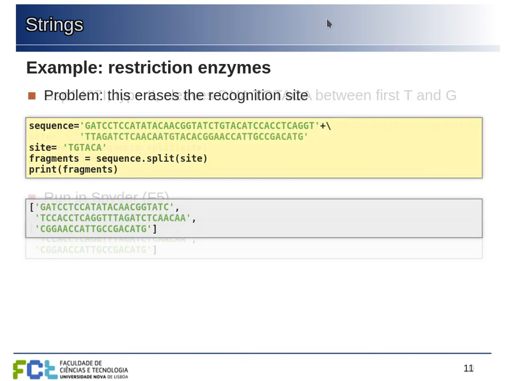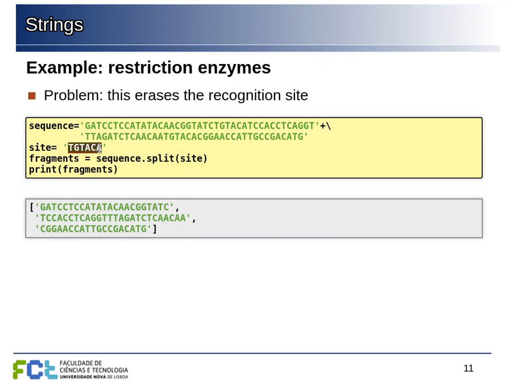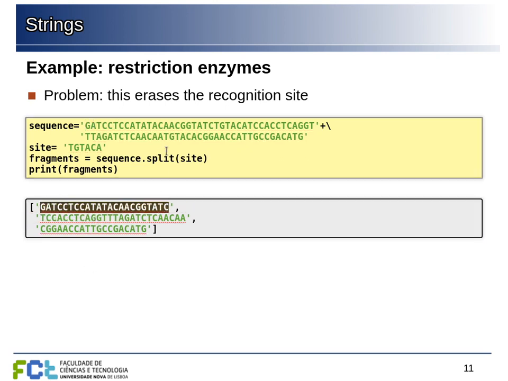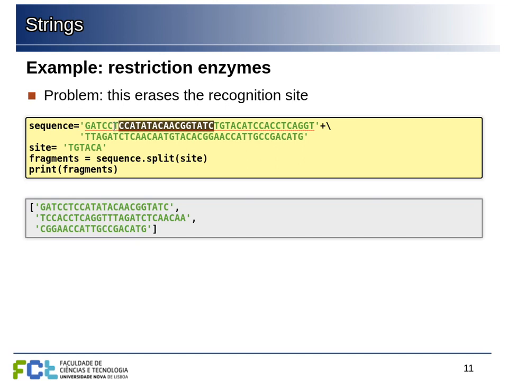There is, however, a problem with this, which is that we are deleting the recognition site because of the way split works. We get this first part here and go all the way to this C, and then we continue from the TC and so on, but we lost this part here that corresponds to the recognition site.